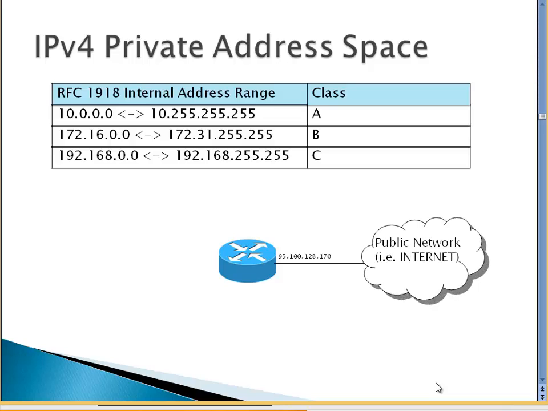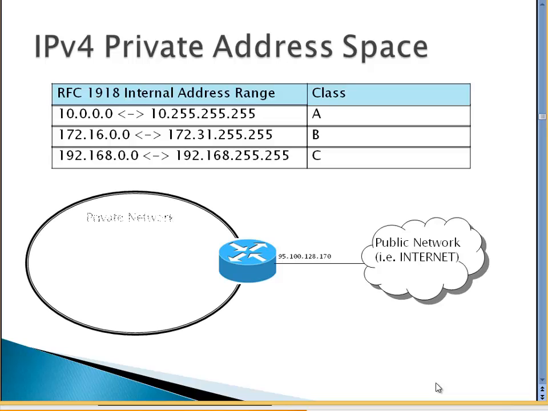Okay, we have a router here that is connected to the internet or a public network, and it has a public address. Then it's connected to a private network, and it has an address from this private range, in the range 10.1.1.1.